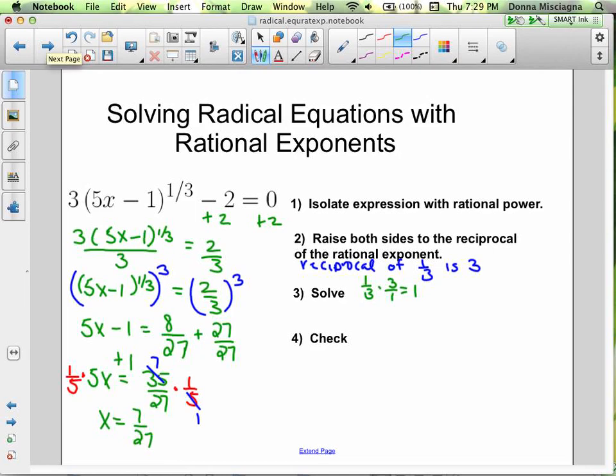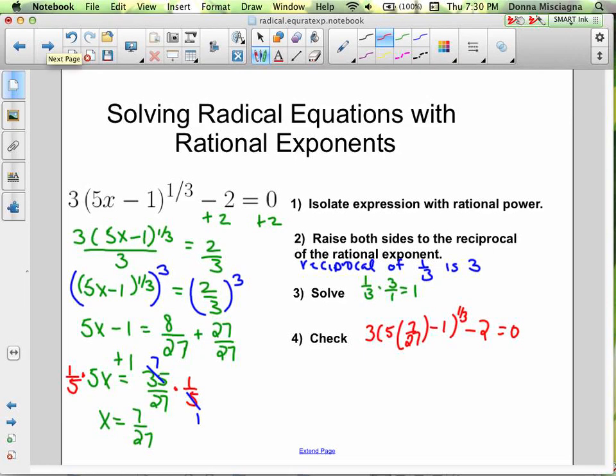Now let's check our solution. And we'll check it over here, because I didn't do any writing on this side of the board. I've got plenty of space to check. Right, so we've got 3 times 5 times 7/27ths minus 1, all raised to the 1/3 power, minus 2 equals 0.